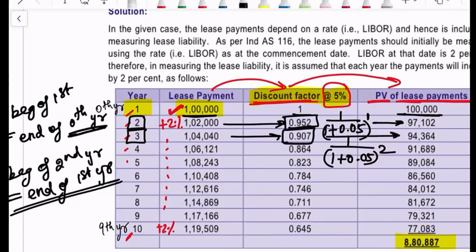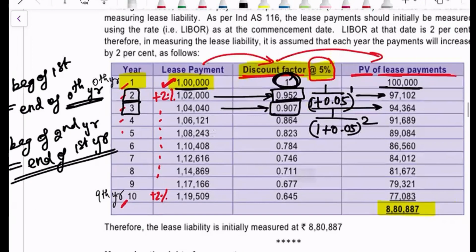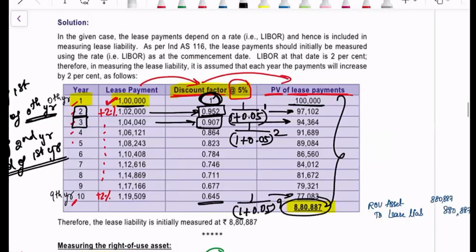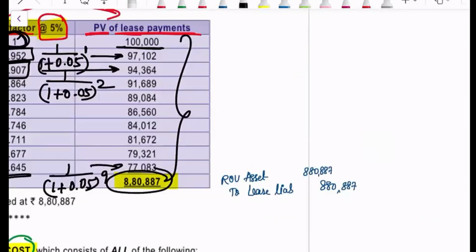One thing you have to remember is the first lease payment is already at the 0th year, so you need not discount it and bring it to present value. It's already in present value only. So like this, if you do it for all the years, then for the 10th year, what will it be? It will be 1 divided by 1.05 to the power 9. It will not be to the power 10 because it is not made at the 10th year end. It is made at the 9th year end, or we can say the 10th year beginning. So to the power 9. Like that you will find out your present value of lease payment, and this you will record in your books as ROU asset to lease liability.